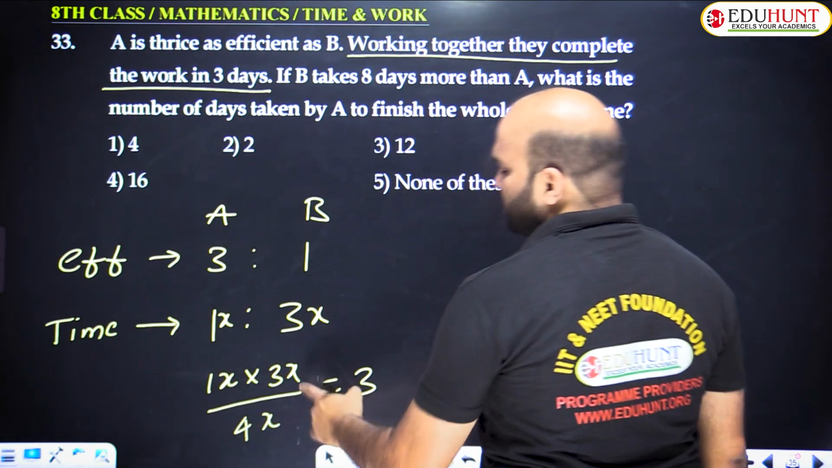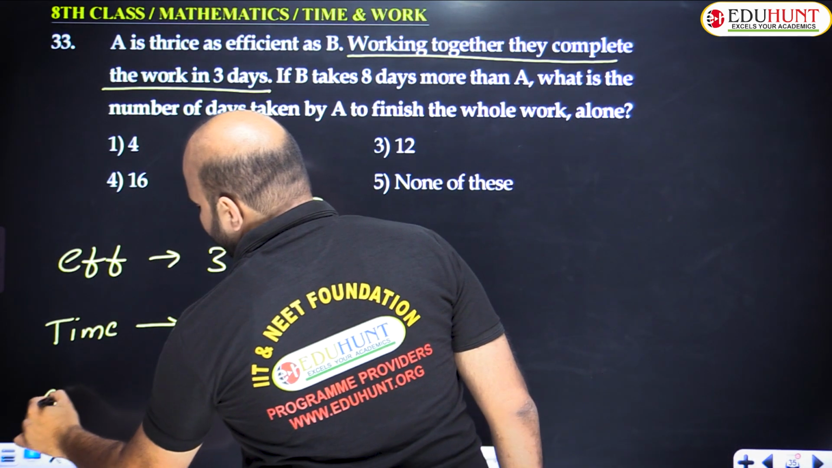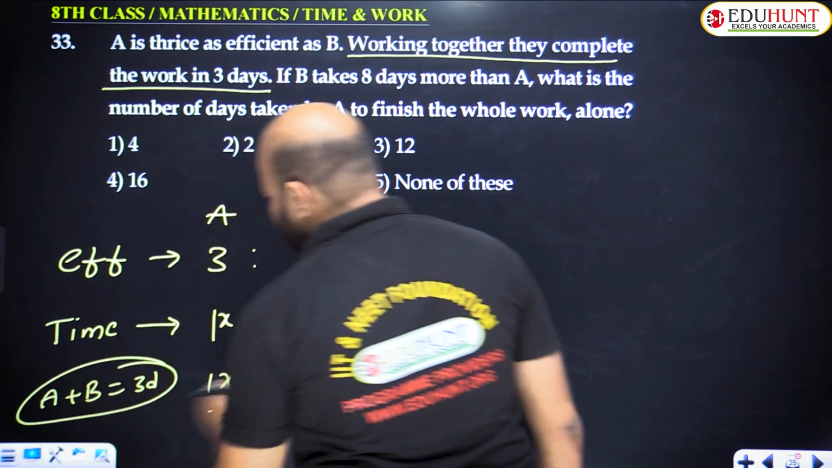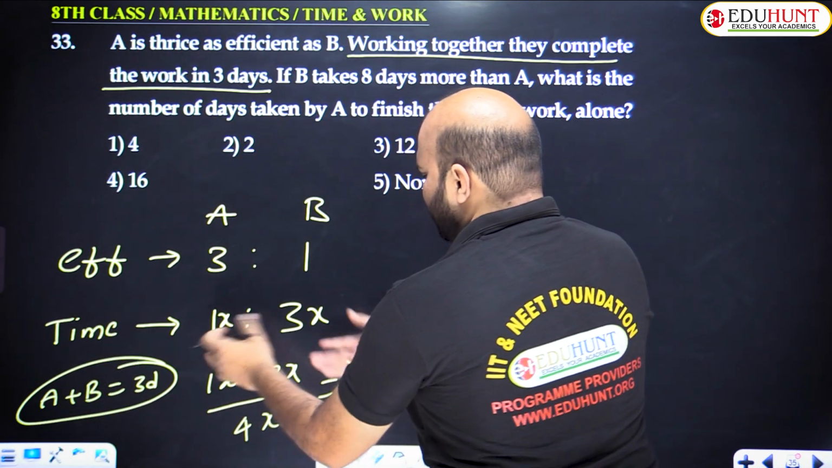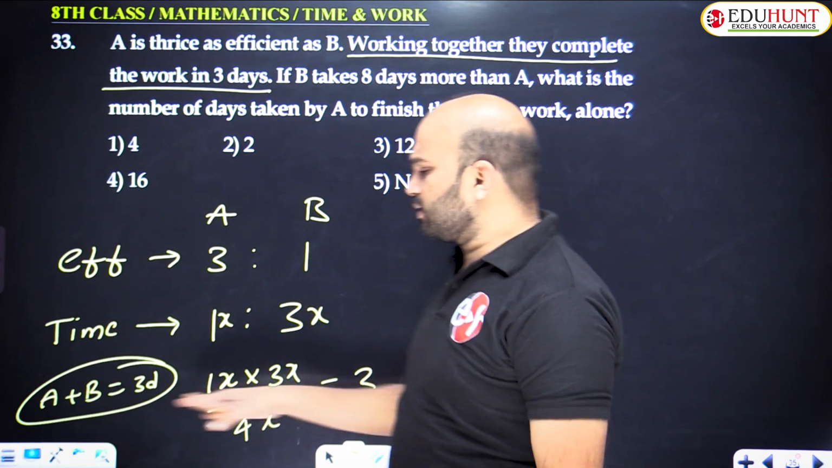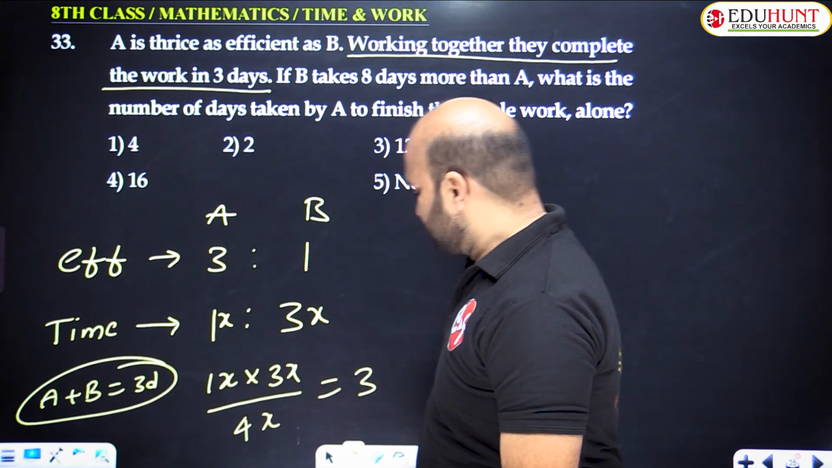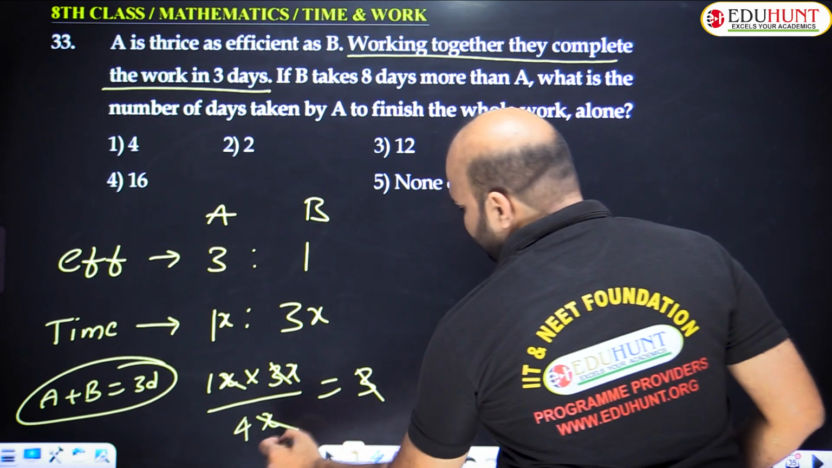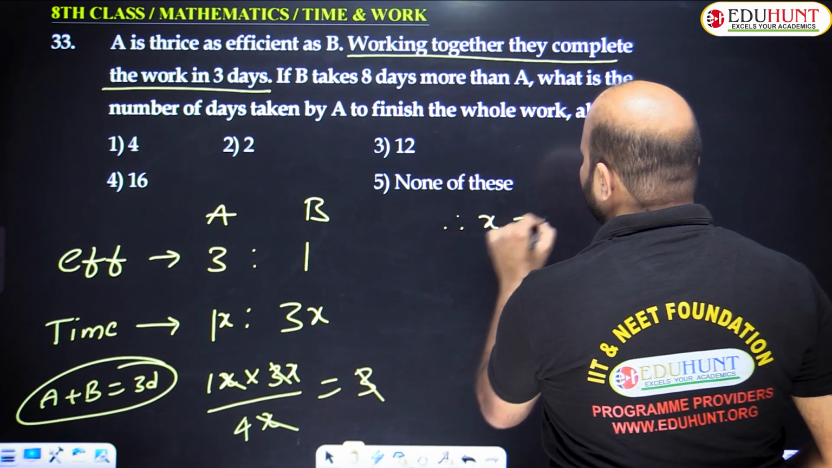3 days given. So this is a together concept, nothing but A and B together can complete a piece of work in 3 days. So together means what? Product by sum. Don't apply 4x equal to 3 directly, because in time and work, together means always go with product by sum. So 3 cancels, x cancels, finally what I am getting is x equals 4.